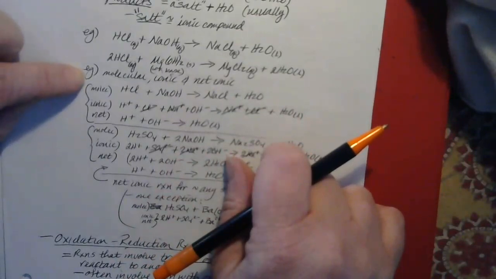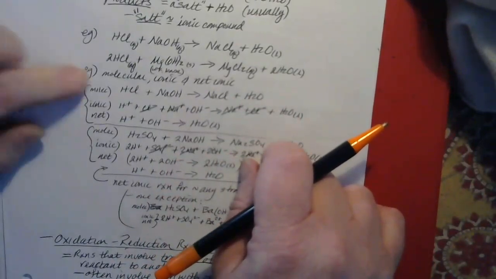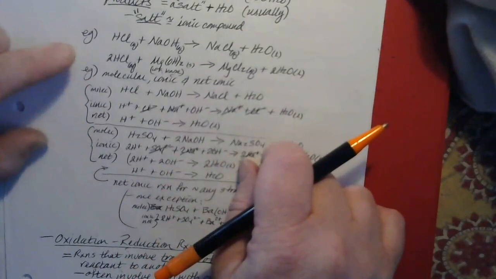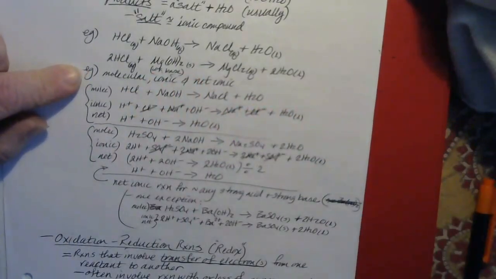When balancing it, it turns out that each magnesium hydroxide requires 2 HCl's and produces 2 H2O's. But that's just a matter of balancing. And in a moment, I see we're over time, so I'm going to stop this segment here. But in a moment, we'll come back and we'll see the molecular, ionic, and net ionic reactions for those equations.